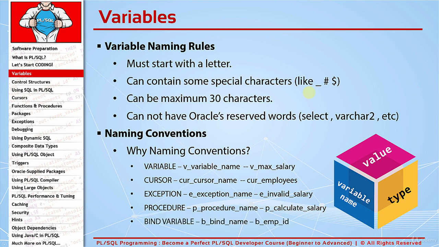And the bind variable. Use b_bind_name for bind variables, for example, b_emp_id. There are more naming conventions, but we have not covered them yet, so these are enough for now. The rest will be shown while this course is being taught.